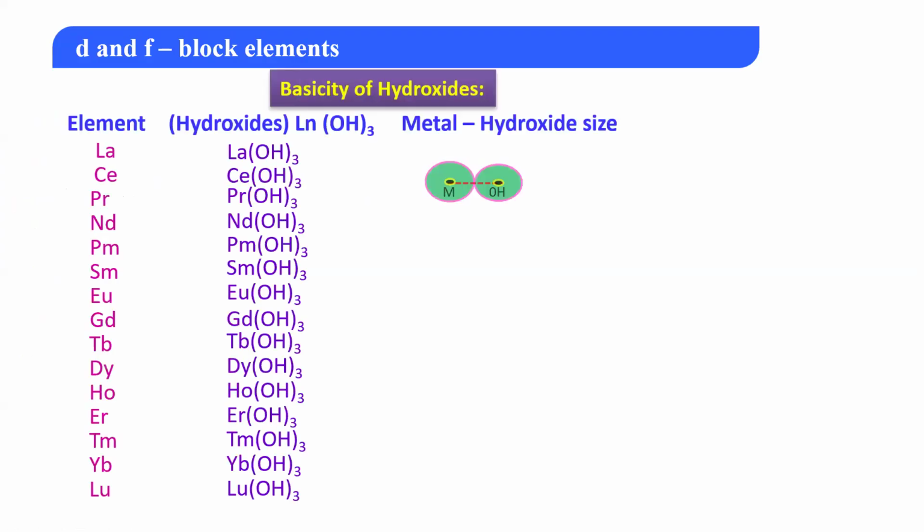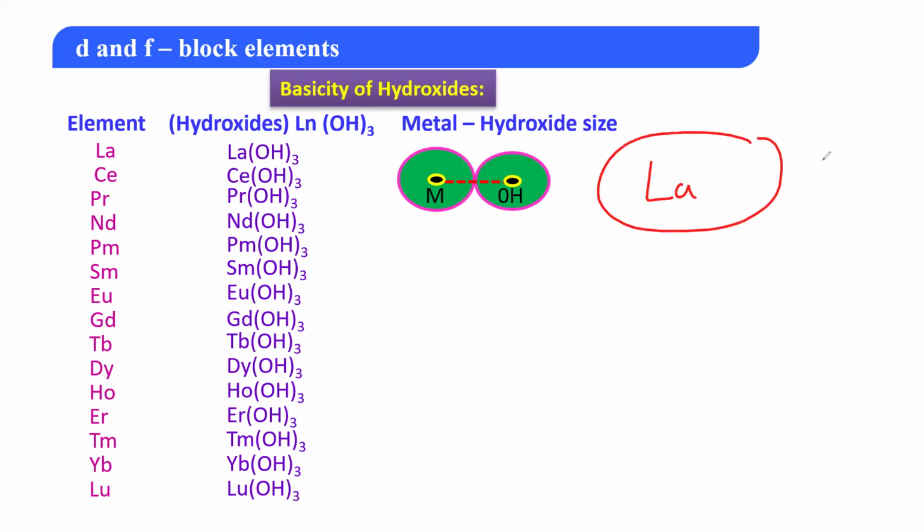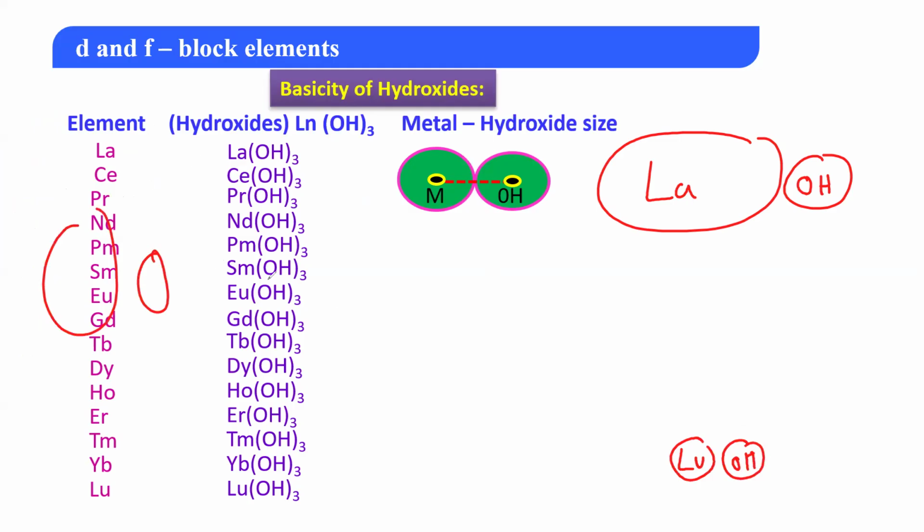Okay, these are the hydroxides. Tell me, who is biggest? La was bigger. La is bigger in size, or not? Lu is smaller, or not? Tell me, who is bigger, La or Lu? When we go from La to Lu, the size will decrease, or not? Now tell me, what is the base?